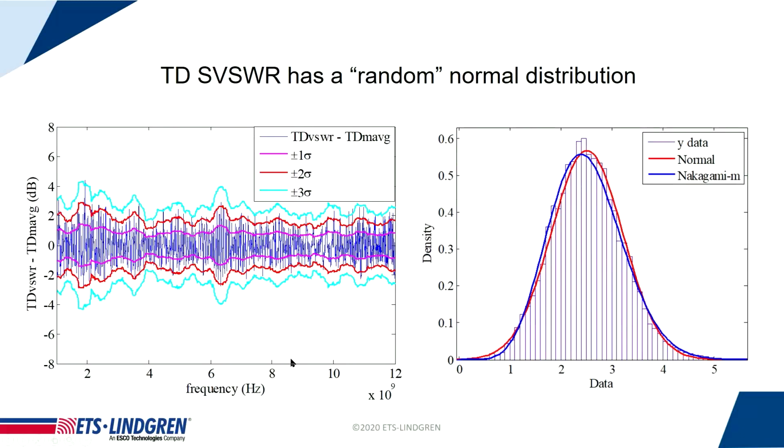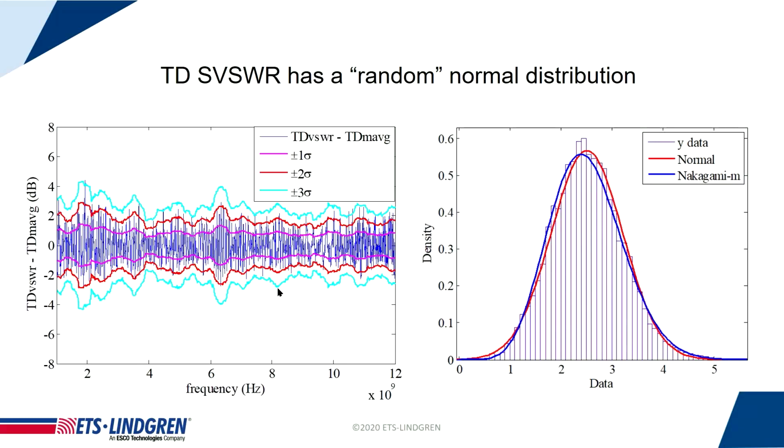The time domain, as you saw, is more erratic. If you take that data and subtract the TD VSWR from the moving average, of course, now the data is going to be centered around zero because we subtract the underlying trend. This is what you see on the left side. You can see this data almost looks like Gaussian noise. The signal goes up and down, looking sort of like noise. But this is not noise.